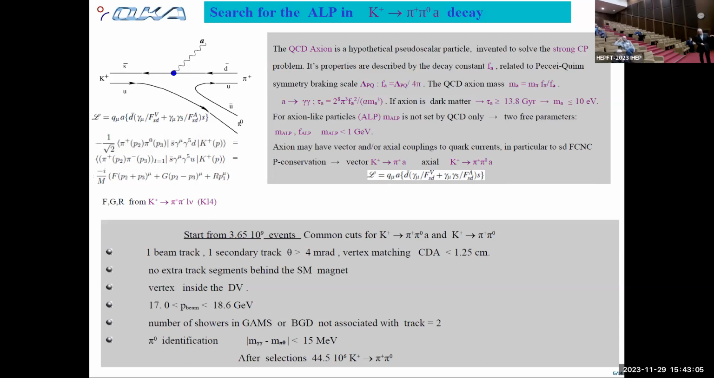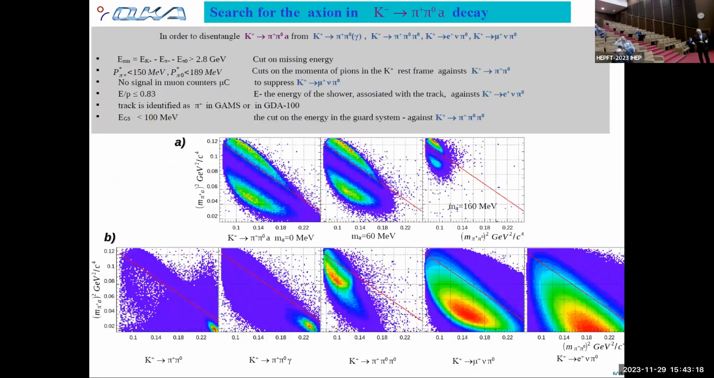So this selection of pi plus pi zero and pi plus pi zero and axion differs in just the last step, because for this decay we of course assume that there is energy conservation, and for this decay we should use extra cut on missing energy. So contrary, we require that there must be some missing energy of more than 3 GeV.